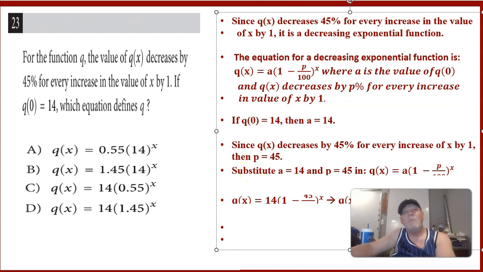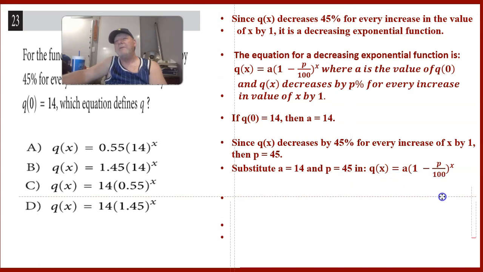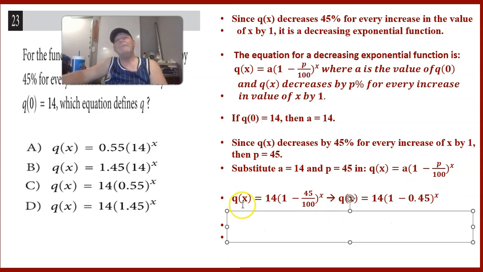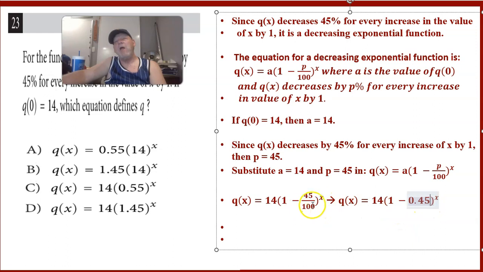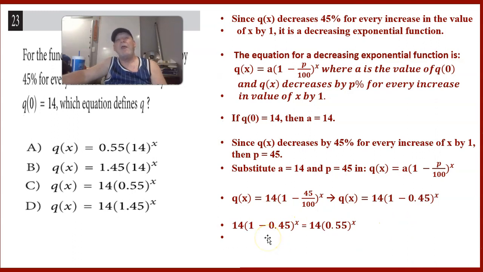I substitute a equals 14 and p equals 45 into q of x equals a times 1 minus p over 100 to the x power. So I have q of x equals 14 times 1 minus 45 over 100 to the x power. And I can change that 45 over 100 to 0.45 just to make it easier. And so that ends up being 14 times 0.55 to the x power. And that happens to be choice C.